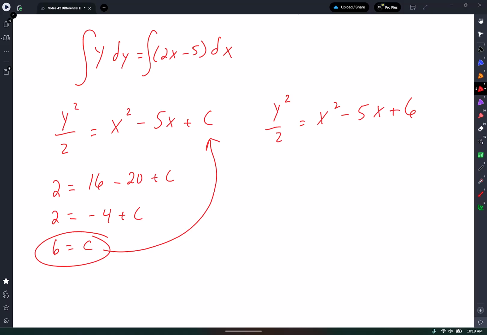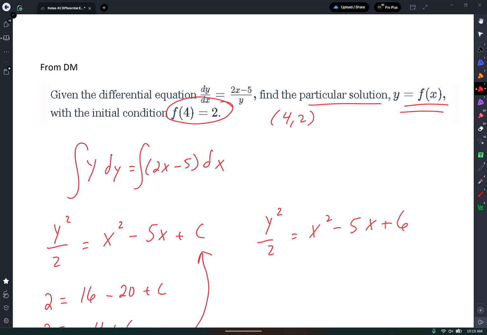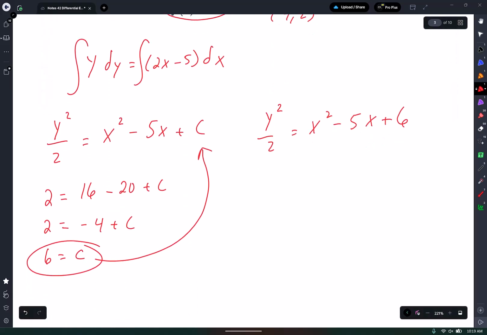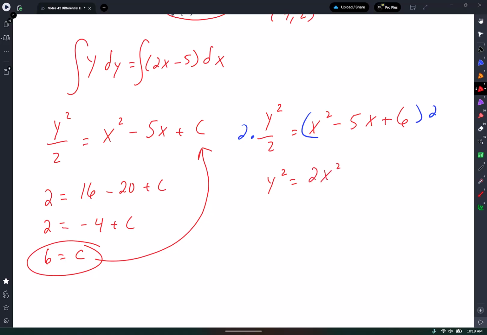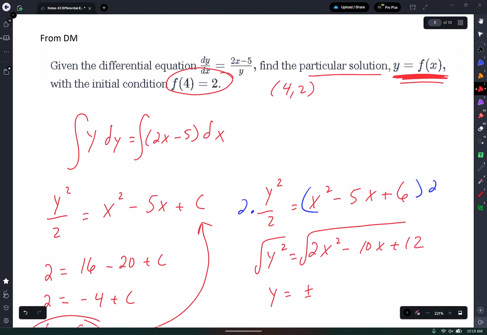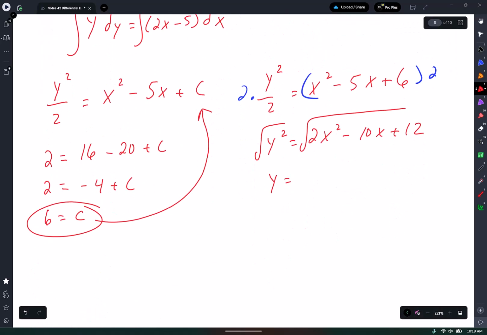Now, I don't want to leave it like this. Well, no, because sometimes we can, but this time we can't because look what they say. They want y equals or f of x equals. So here we go. I get rid of that 2 by multiplying by 2. Whatever you do to one side, you do to the other. So y squared equals 2x squared minus 10x plus 12. All right, what's my last move? Square root. Be careful. Plus minus. In a little bit, we'll choose one. I would write the plus minus on this one all the time, and then we'll decide which one.